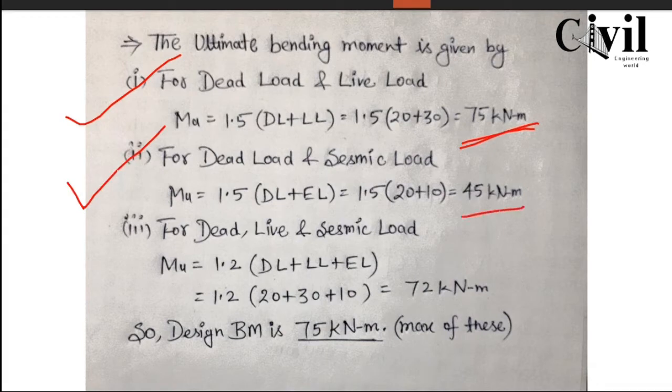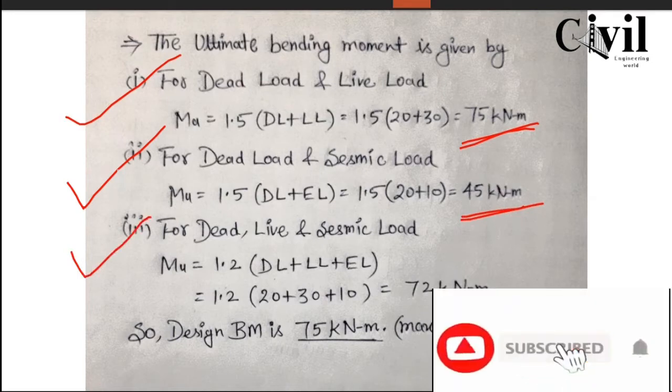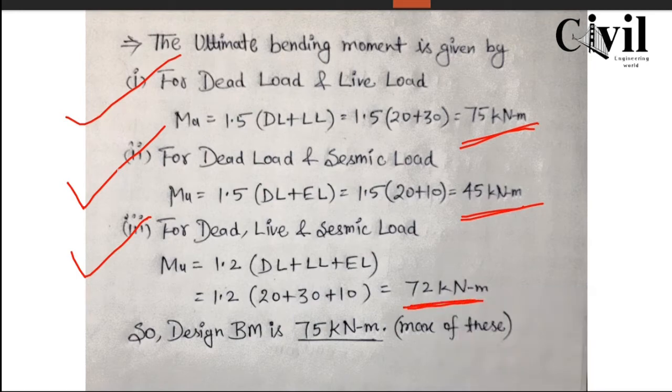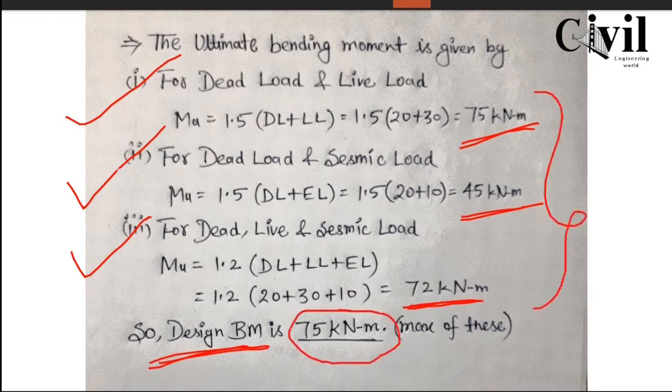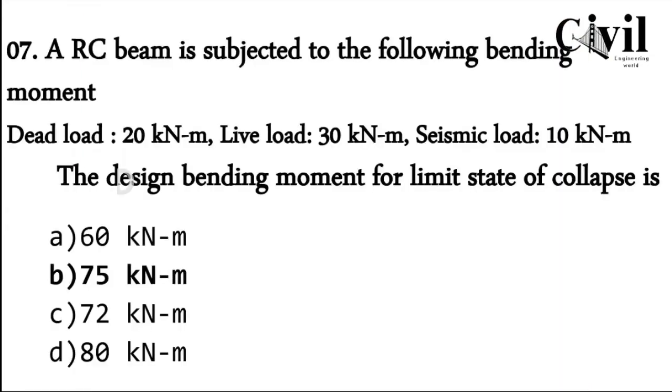Also for seismic load, we can calculate 45 kilonewton meter, and also for dead load, live and seismic load, we can use both formulas, and its answer is 72 kilonewton meter. Now we are asked the question that of the ultimate bending moments, whichever is greater is the design bending moment, which is 75 kilonewton meter. So in all of these we have to select 75 kilonewton meter.